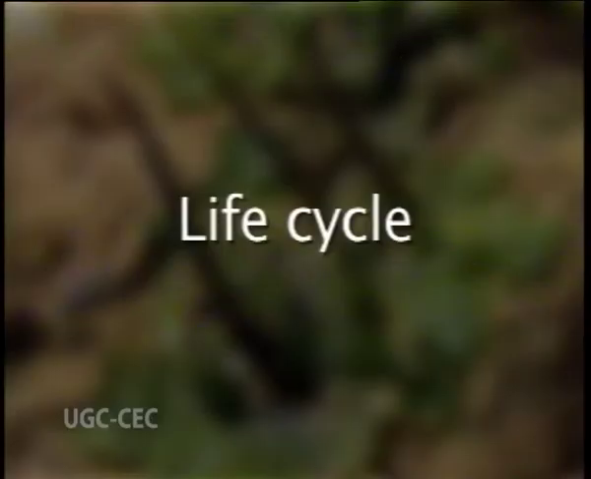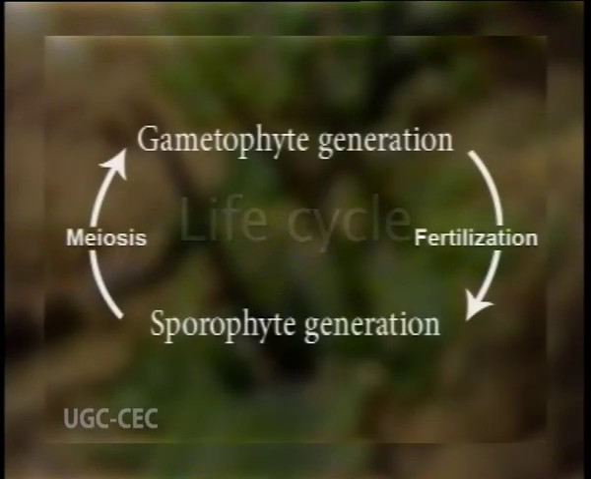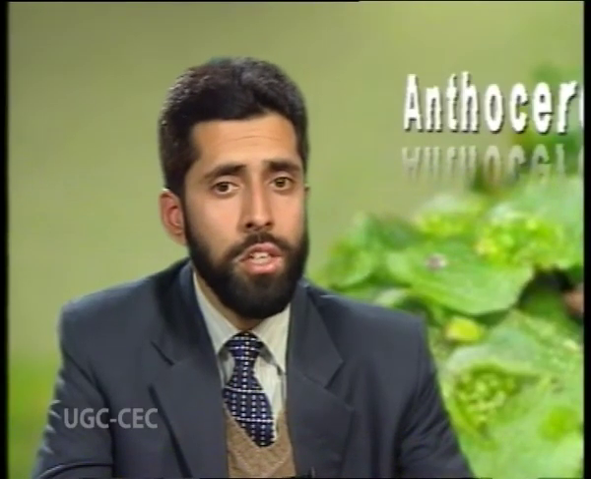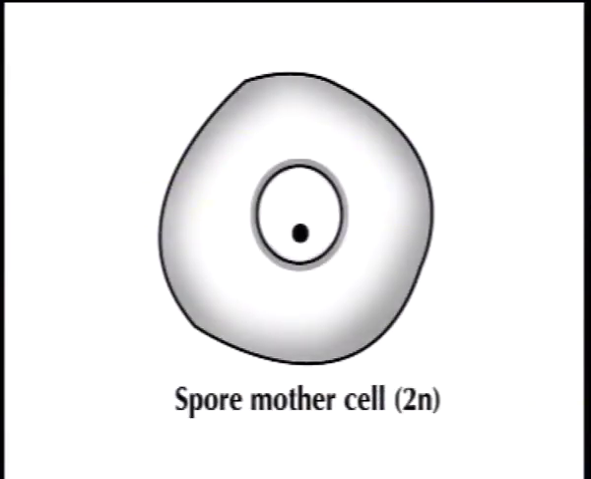Now, let us conclude the topic by discussing the overall life cycle of the genus. The life cycle of Anthoceros consists of 2 regularly alternating generations, which include the gametophyte generation and sporophyte generation, with meiosis and fertilization as its 2 critical components. Gametophyte generation or the haplophase starts with the formation of spores. The spores are differentiated from the spore mother cells.